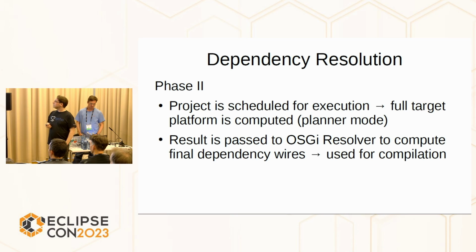In the second phase, that is when the project is actually scheduled for execution. So if you execute the build with the parallel builder, then it can happen that some projects are building longer, some projects are building faster, and this computation is parallelized in that way, and then you can make your build even faster, because while the one big project is resolving and building, many more smaller projects can be built. And this result is then passed to the OSGi resolver to compute the final dependency wires, and this is then actually used for compilation.